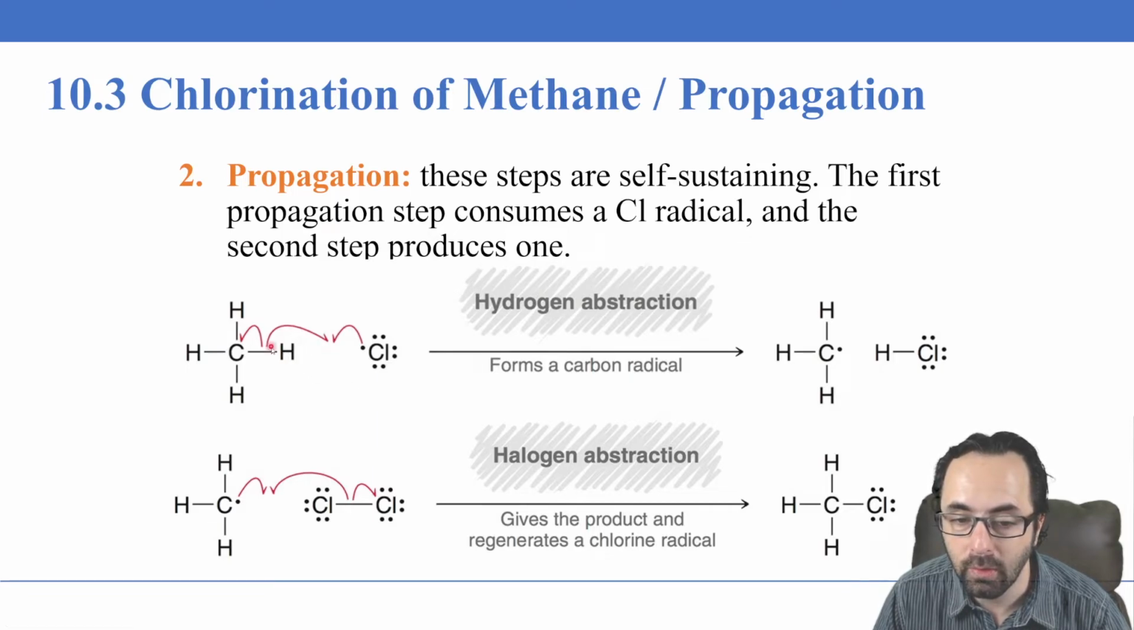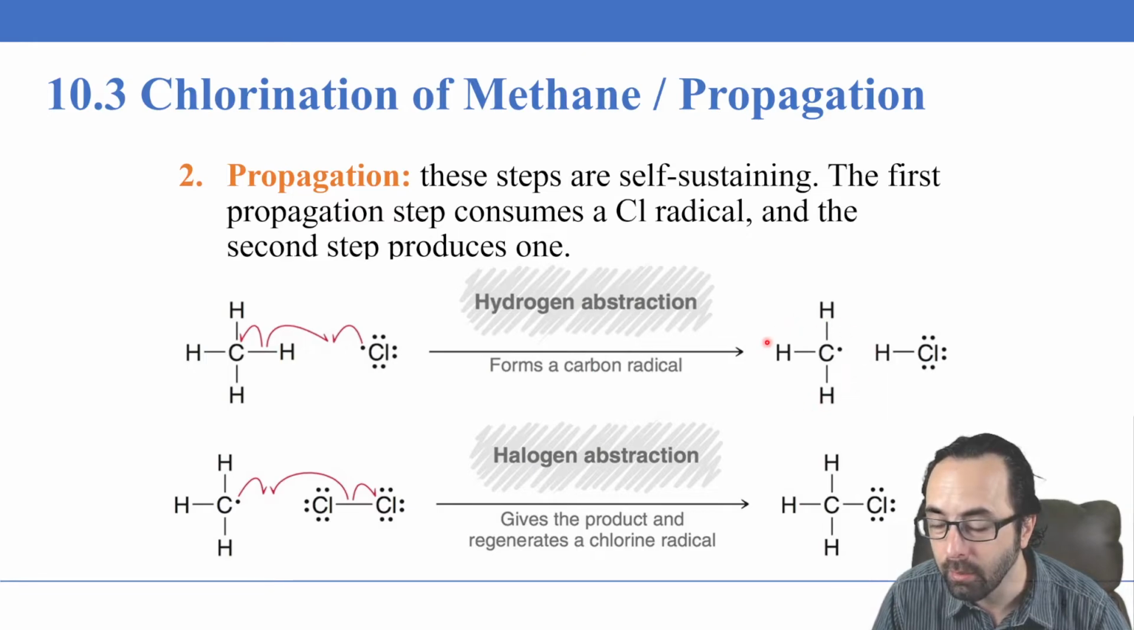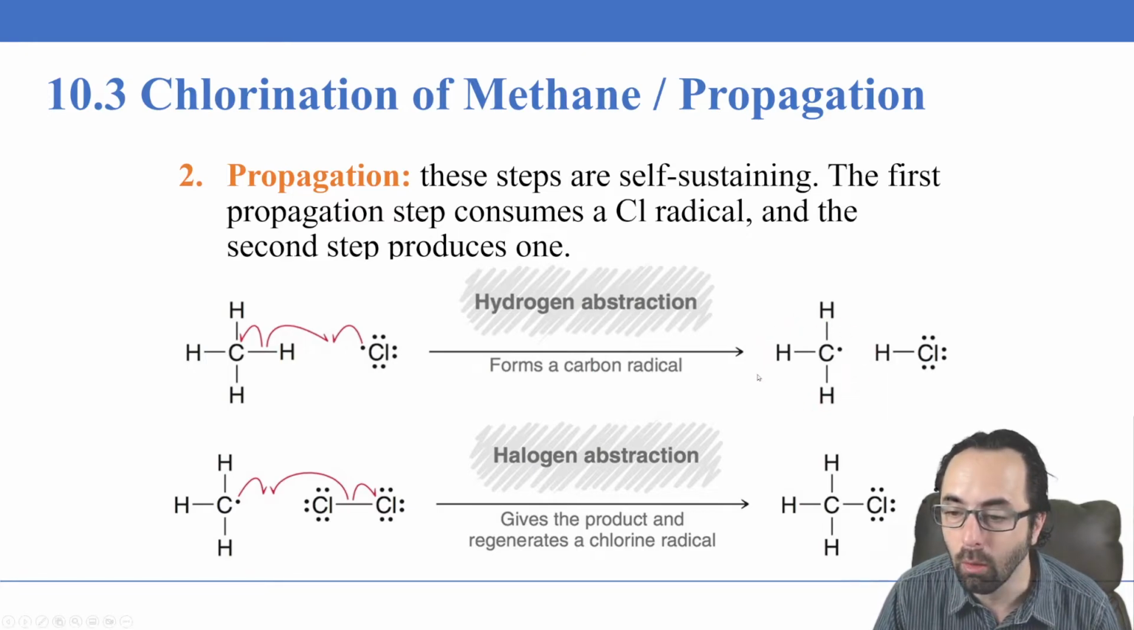So one of the propagation steps is going to be the abstraction of hydrogen by the chlorine atom here. And so this bond breaks. One electron from the bond goes to making the bond between hydrogen and chlorine. One electron from the chlorine goes into making the bond between hydrogen and chlorine. And then one electron is left behind on the methyl. And so we have a methyl radical now. Now that methyl radical can go on and react. It can do a halogen abstraction.